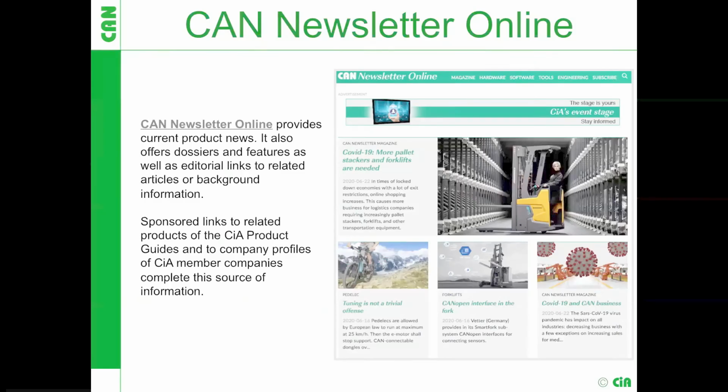Besides the technical magazine, we also have the CAN Newsletter online version, which provides current product news, CAN-related development and marketing activities. The sponsored links to related products of the CIA product guides and to company profiles of the CIA member companies complete this source of information. You have an opportunity to book banner advertisements like skyscraper, head banner, or side banner for promoting your products.